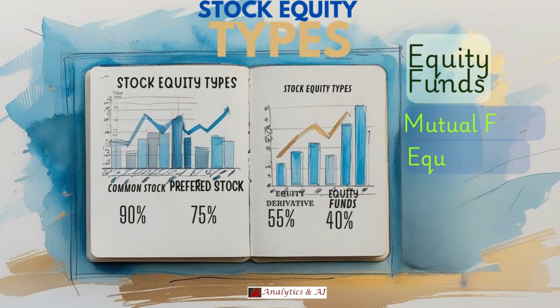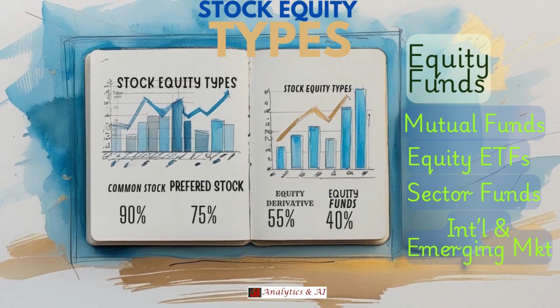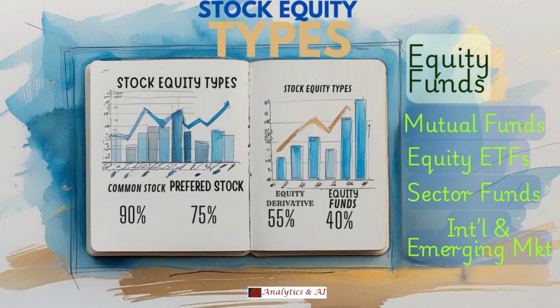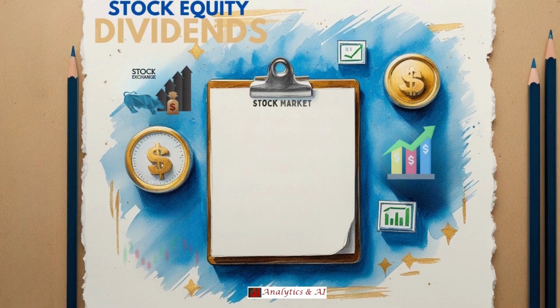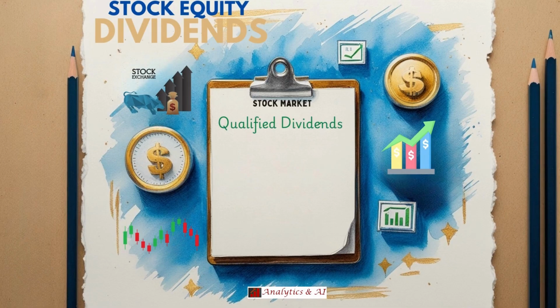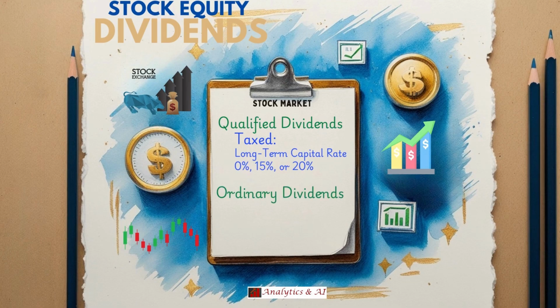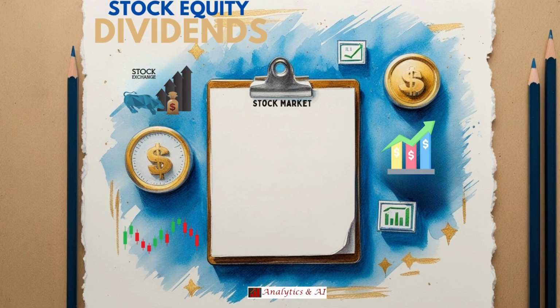Equity funds include mutual funds, equity ETFs, sector funds, and international and emerging market equity funds. They are not individual stocks, but they represent ownership in portfolios of equities. Dividends come in two forms. Qualified dividends, which have to meet the holding period test, generally at least 61 continuous days during a specific 121-day period, are taxed at the long-term capital gain rates, meaning the lower tax rates. While ordinary dividends, also referred to as non-qualified dividends, are taxed at your regular income rate.